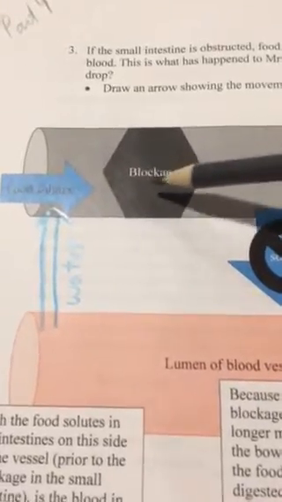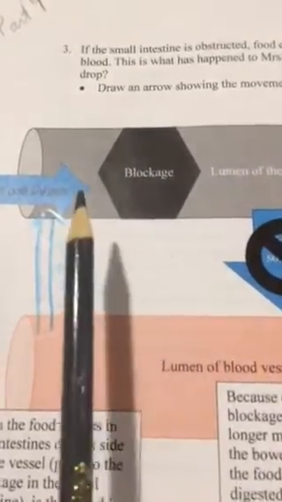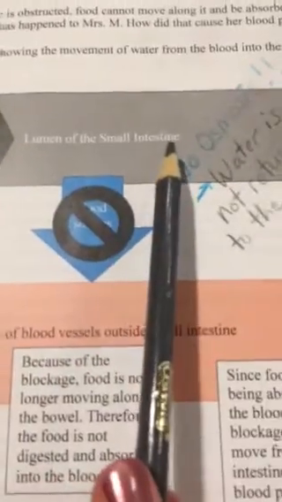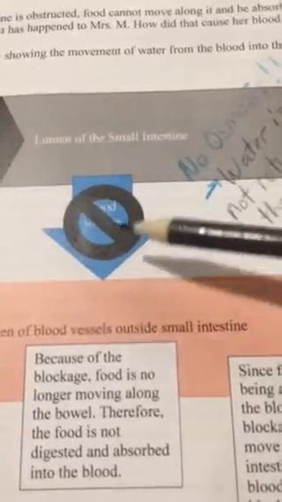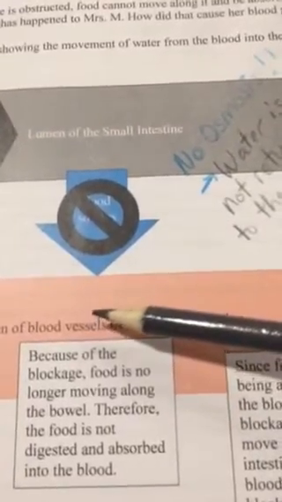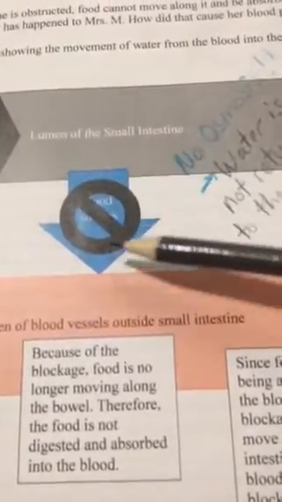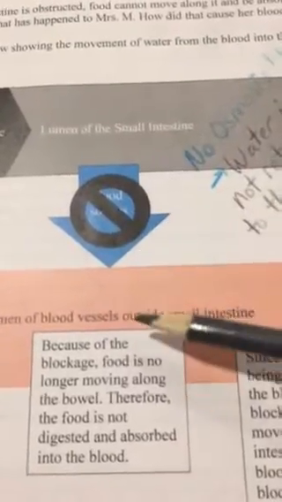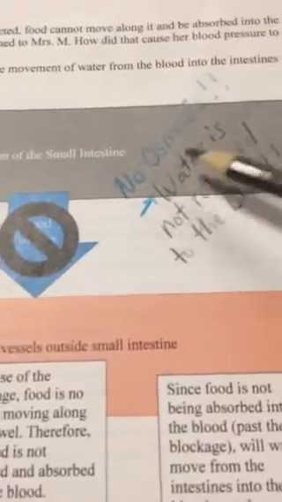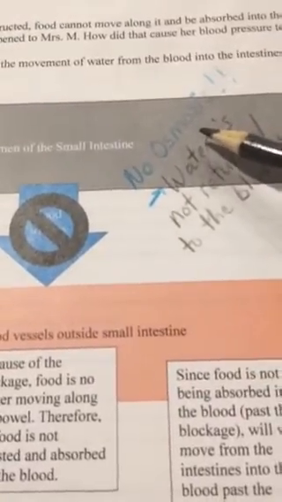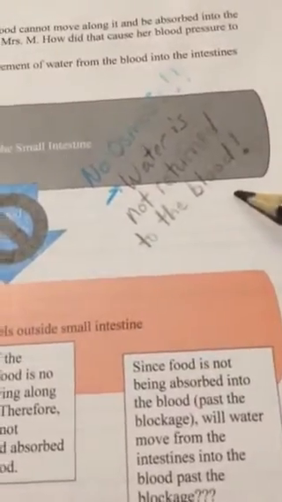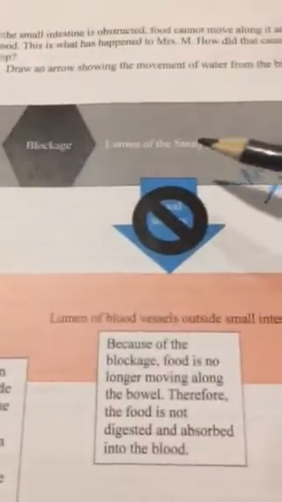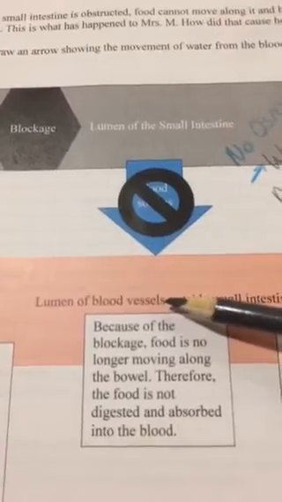Then we hit a blockage. When we hit a blockage, that prevents the solutes from being able to move distal to the blockage. So therefore, now we're not getting that absorption of those solutes, right? So if the solutes aren't being absorbed into the bloodstream, water will not follow. So we will not get osmosis distal to that blockage. Water is not returned to the blood. So we've taken water out of the blood and we've not returned it. That's the biggest deal there.